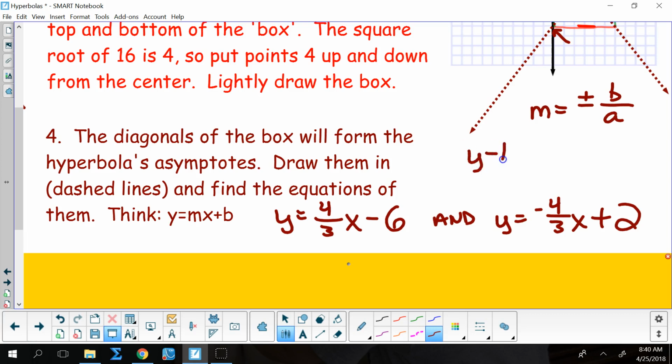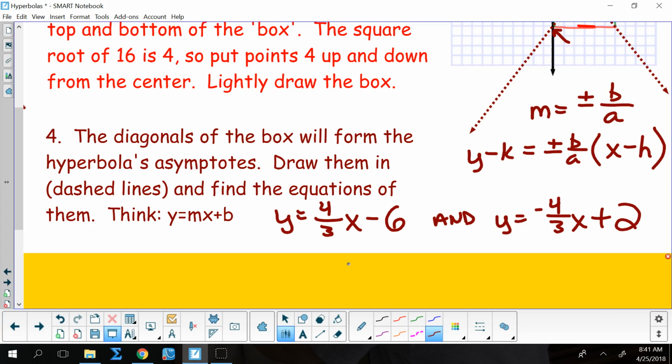All of the asymptotes will be of the form y minus k equals plus or minus b over a, that's my slope, times x minus h. And h and k come from your center. The only downfall is you got to do it twice. You got to do it once for the positive and once for the negative.